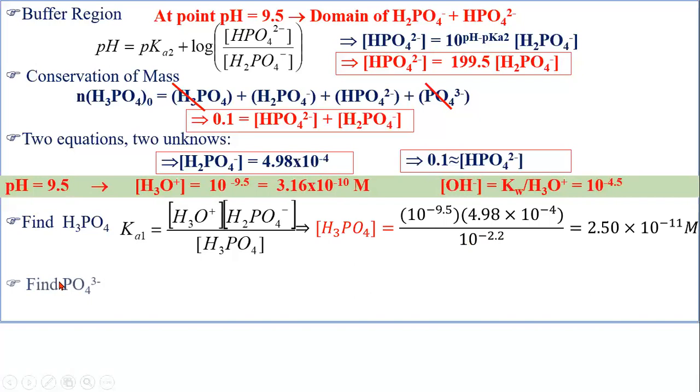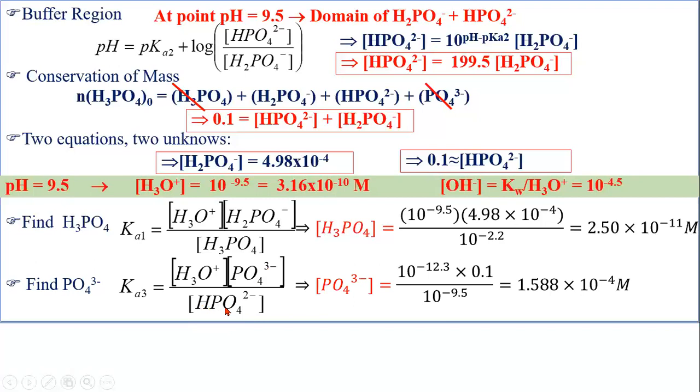If you need PO4 3 minus, and most likely if you want all species, you will have to find it. Where do you get it from? Yes, you can get it from the Ka3 expression. Ka3 is the last dissociation of HPO4 2 minus in water to PO4 3 minus, and that's the expression for it.